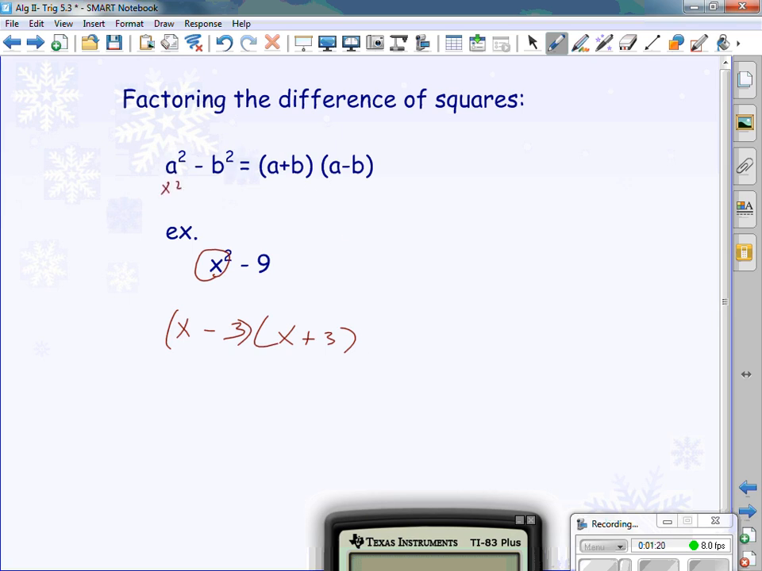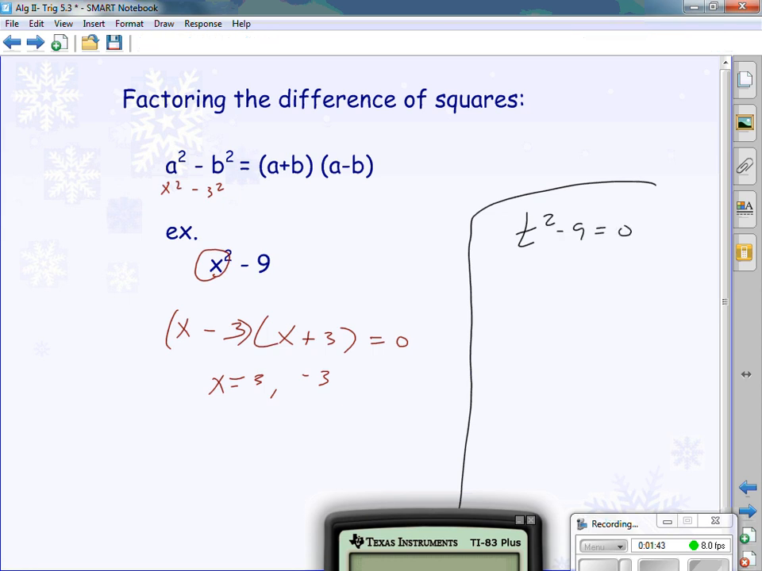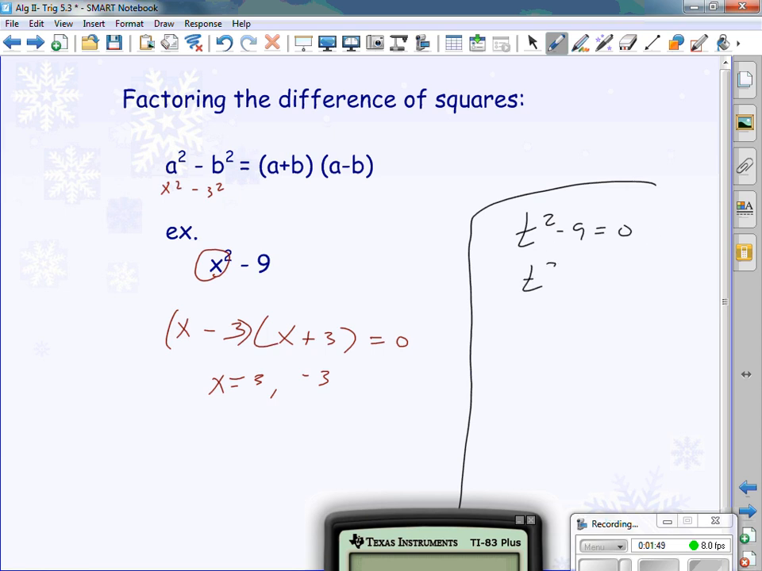This is your x squared. This is technically 3 squared. If I find my zeros, what's my first zero? 3. What's my second zero? Negative 3. On your homework last night, you did it a different way. You had t squared minus 9 equals 0. What did you do? Added 9. t squared equals 9. Then what did you do? Square root. t equals plus or minus 3. The same thing we did over here.